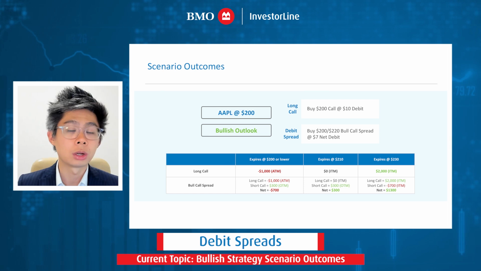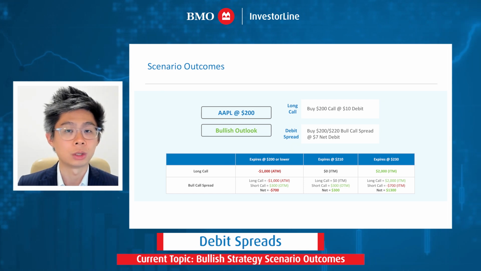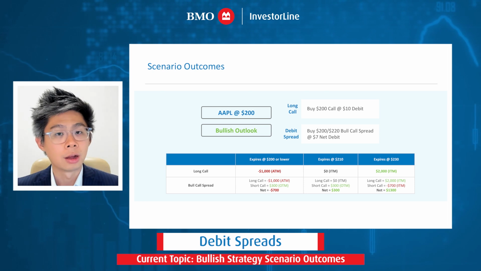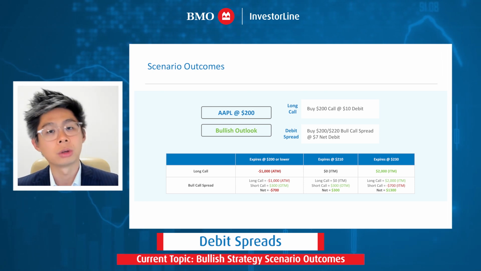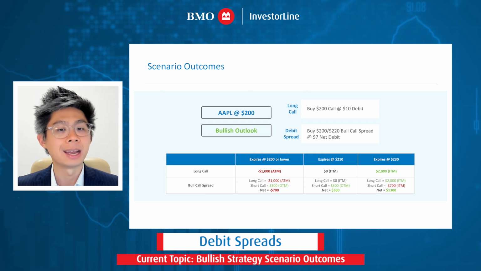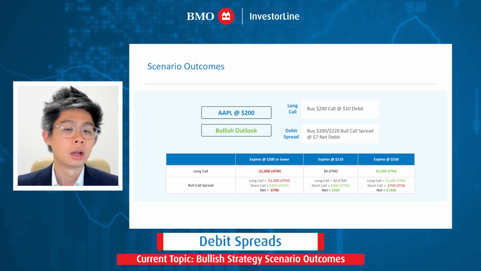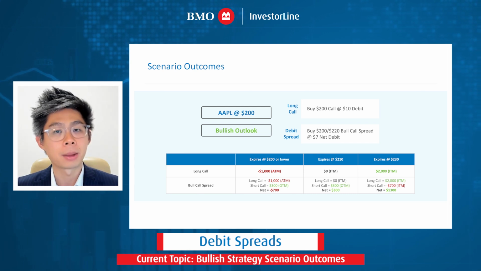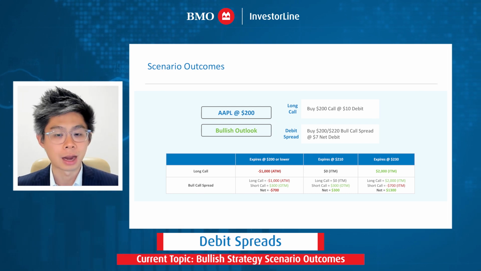So what we're going to do here is compare the two strategies that we just laid out: outright buying a $200 call option for $10 versus buying the 200, 220 debit call spread, or bull call spread, for a net debit of only $7. So reducing our overall risk by $3. Let's see how that compares side by side for different outcomes.